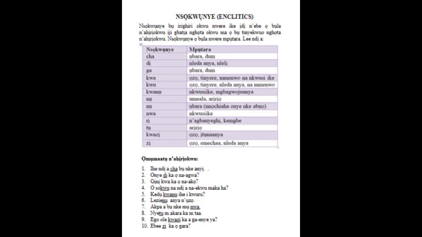Ego olekwazi ka ọ ga-enye gị, how much will he give you again? Ebeezi ka ọ gara, where did he go to now? Like you're asking where did he go to now, or where did you go to now? That kind of expression. Okay, now I want you to know that nsokwunye, when it is preceding a noun, it is written separately. But when it is coming after a noun, it is written separately. When it is coming after a verb, it is written together with the verb. Do you understand? Good. Let's go to the next slide.